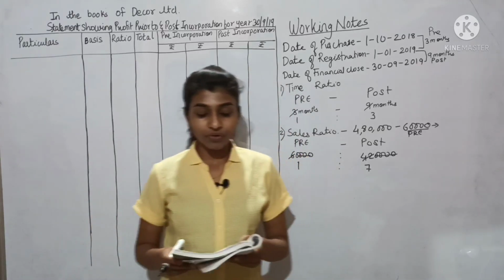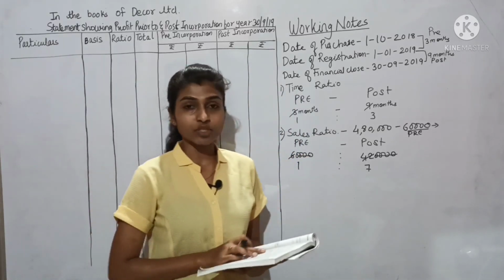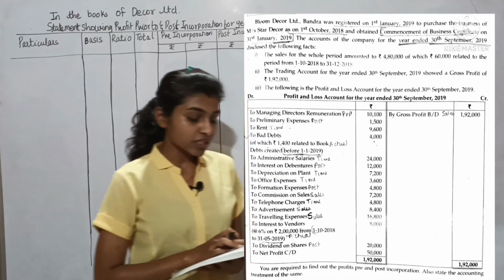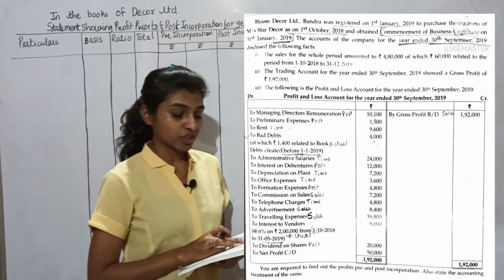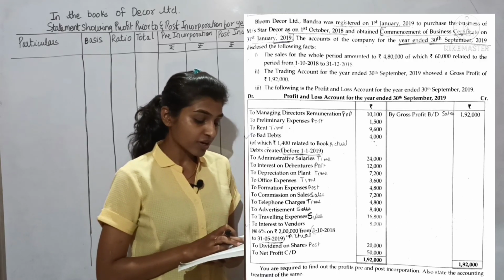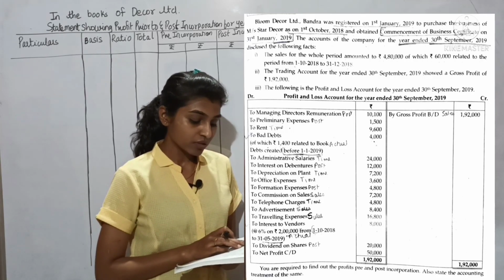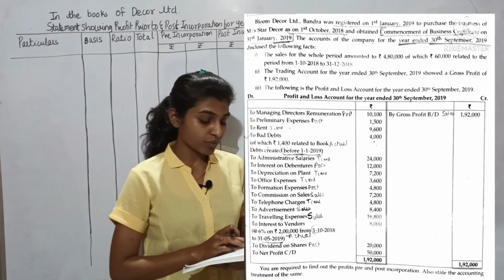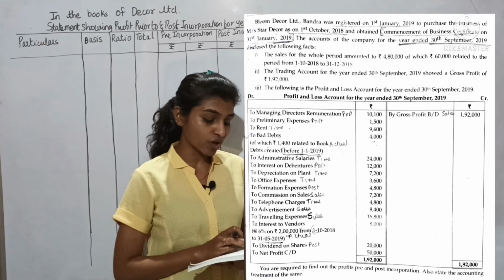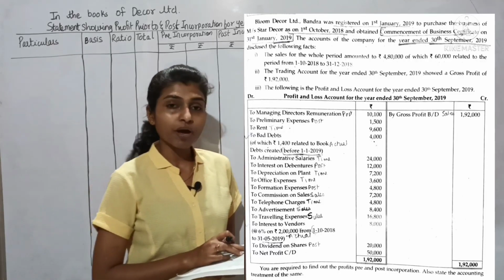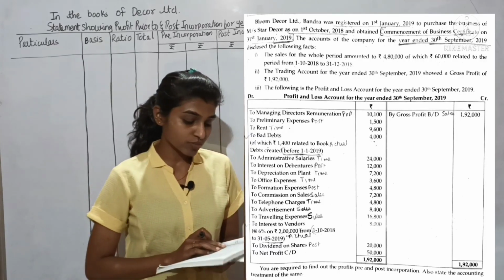Now next what we will do, we will mark the expenses, on which basis these expenses have to be posted. First is managing director remuneration. It is to be given to post incorporation. Preliminary expenses, post. Rent, time. Bad debts, and down there is a hidden adjustment, of which 1,400 relates to bad debts created before 1st Jan 2019. So tick mark it, it has a hidden adjustment.